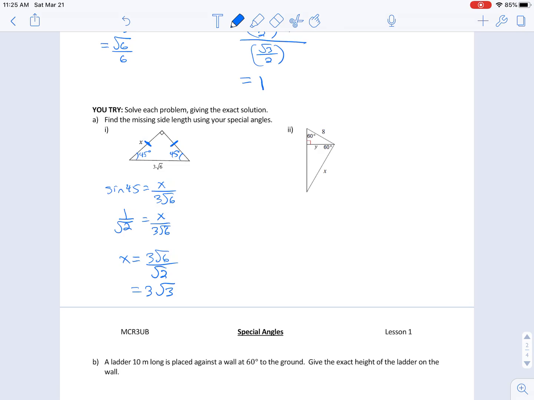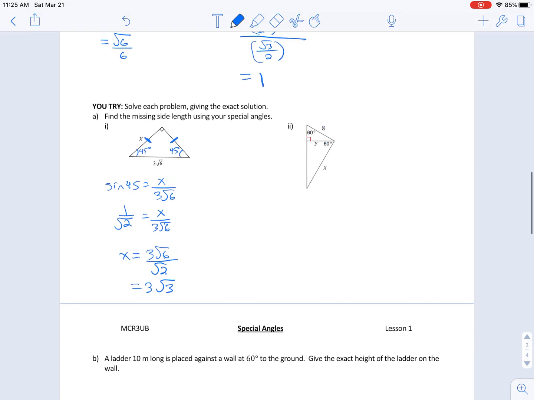Next one, we're looking for 2 things. So I want to maybe first find the y. So I want this guy. So I've got sine, let's see, sine of 60 equals my opposite side y over my hypotenuse 8. And again, we can replace this. There's my y.